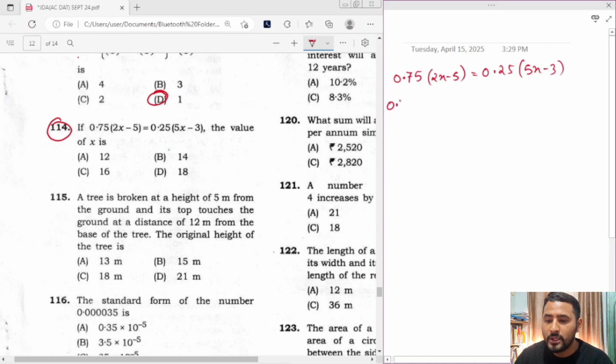First you write 0.75 multiplied by 2x, then minus 0.75 into 5. Do the same on the right hand side. You get 0.25 into 5x minus 0.25 into 3. Just distribute, okay? Now multiply this one. You should get 0.75 into 2x will be 1.5x minus 0.75 into 5: 5 times 5 is 25, carry 2, 5 times 7 is 35, that's 37. You should get 3.75.